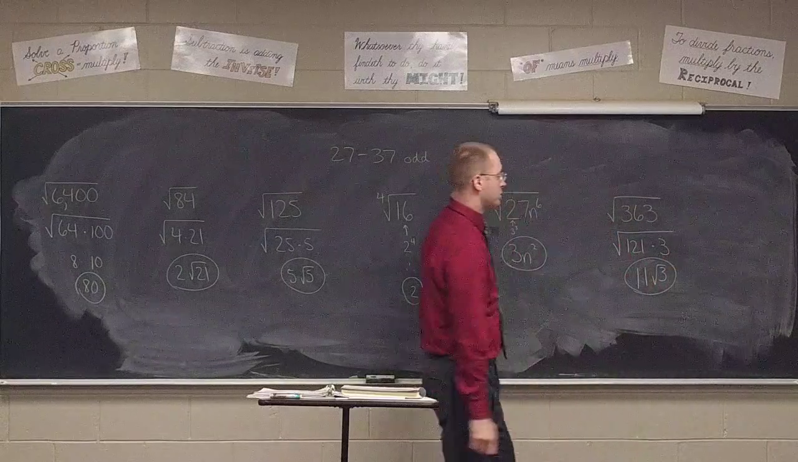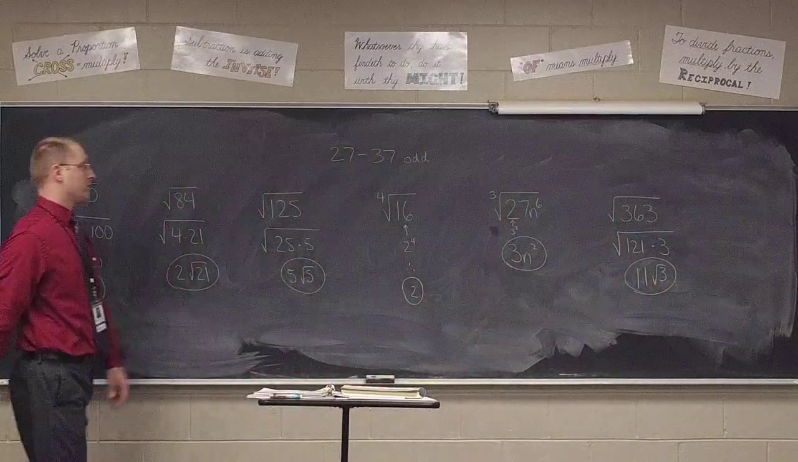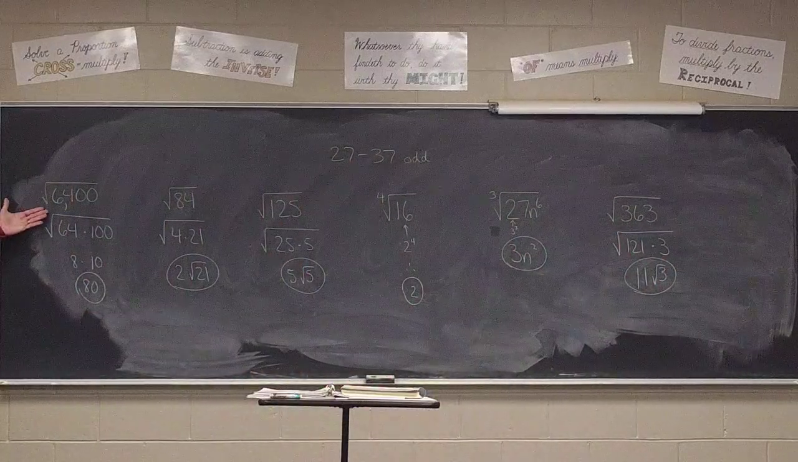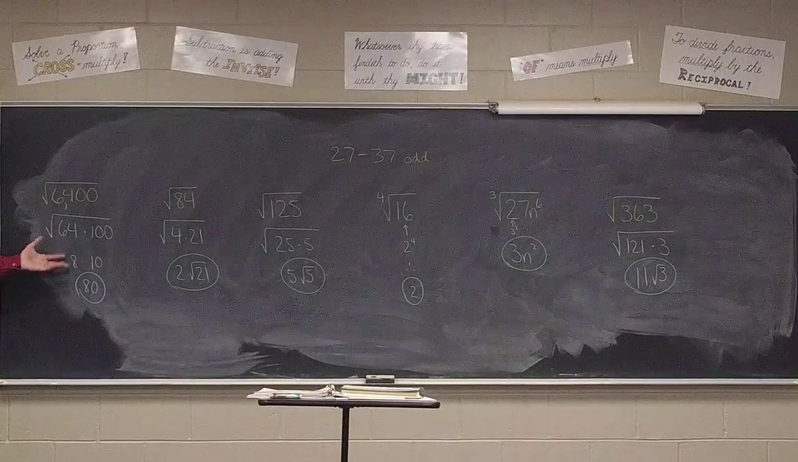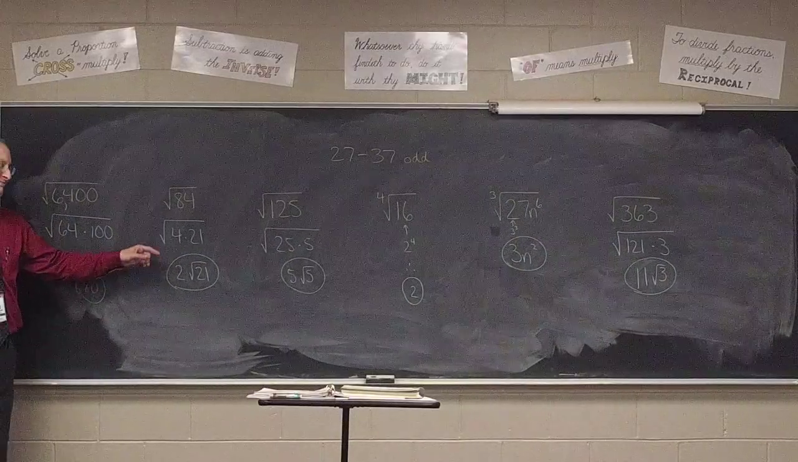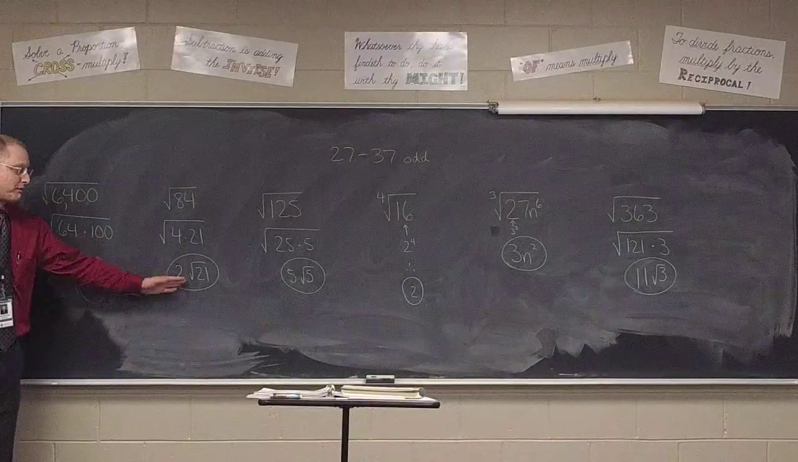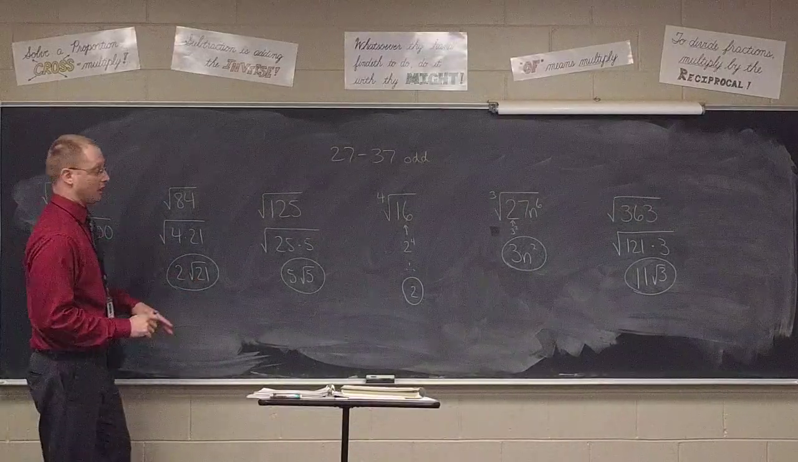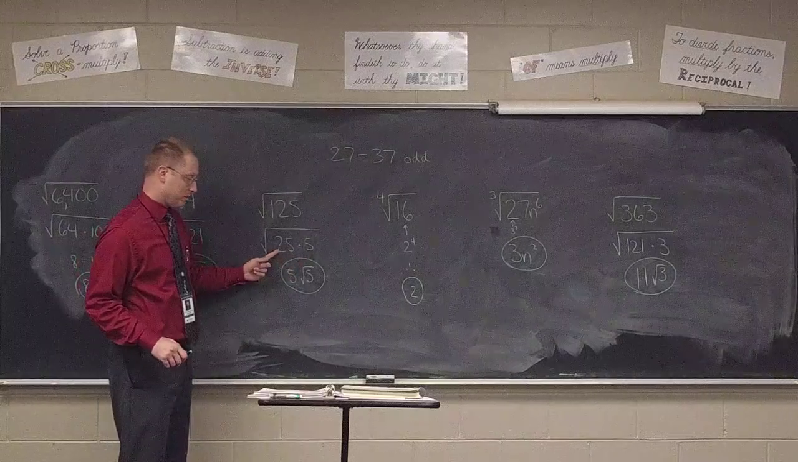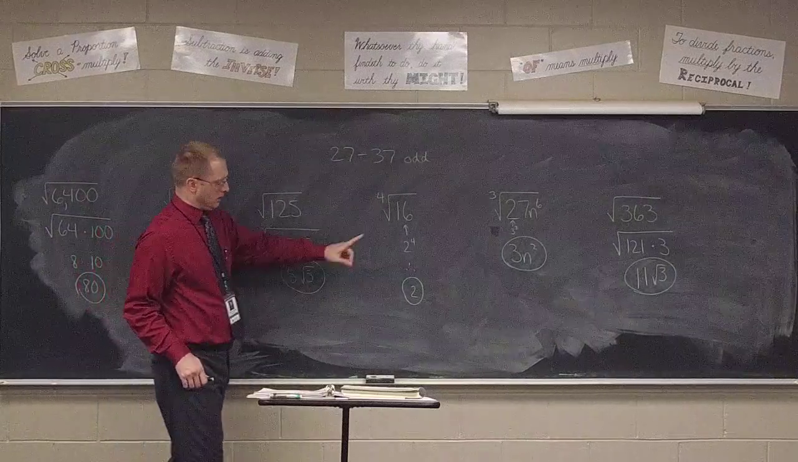Right, some of them reduced, some of them came out evenly. Check your answers. Maybe factor 64 times 100 to get 8 times 10, or 80. Here, 4 times 21, you can only take the square root of one of them, not both of them, so we have to leave the square root of 21. Same thing here. You can take the square root of one of them, but not the other one.